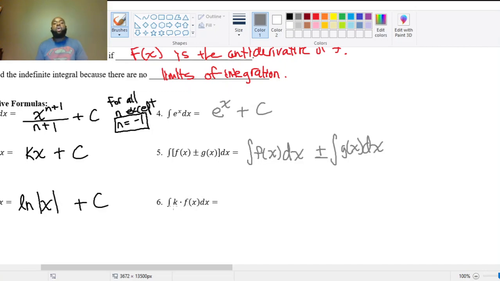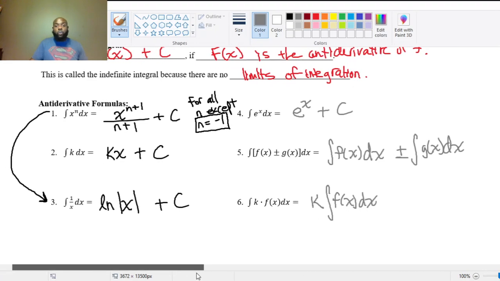If we have the integral of k times f of x, again, when we had a derivative of a number multiplied by a function, that number stayed in that derivative multiplied, right? So it's almost like we can bring out that constant and do the integral of f of x dx. All right, and this is going to be our antiderivative there.